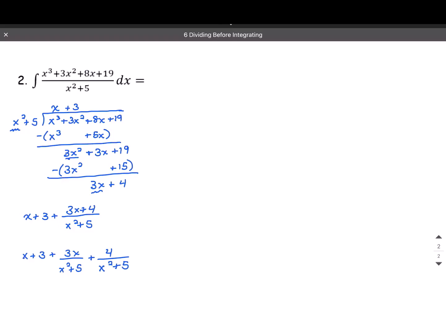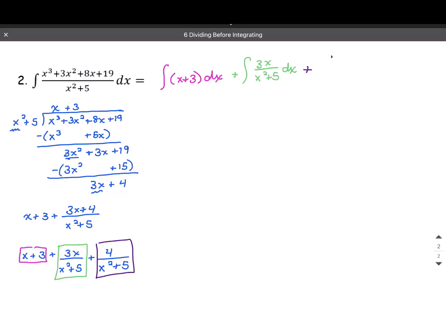Okay, so let's see what happens when we do this. The first thing I'm going to do is take the integral of this first part, the integral of (x + 3) dx. Then I'm going to take this one, plus the integral of 3x over (x² + 5). Then I'm going to take this one. Oops, I forgot my dx there. Can't lose that. Now I'm going to take plus the integral of 4 over (x² + 5) dx.